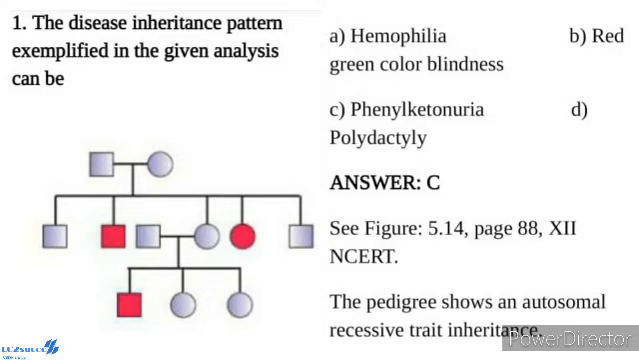It is evident that an X-linked recessive trait shows transmission from carrier female to male progeny. A representative pedigree for dominant or recessive traits, for the characters linked to both autosome and sex chromosome. So the correct answer, option C, is phenylketonuria. The pedigree shows an autosomal recessive trait of inheritance.